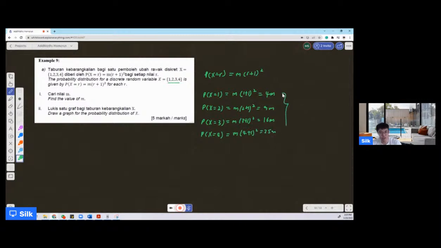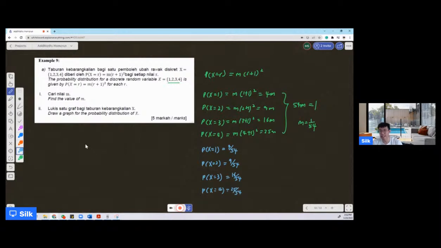So all these add together, 54m, it will be equal to 1. For sure equal to 1. So m is 1 over 54. So now we can determine already. Let's say my new x equal to 1, I times 1 over 54. So I will get 4 over 54. I don't want to simplify. Okay, 9 over 54, 16 over 54, and the last one will be 25 over 54.